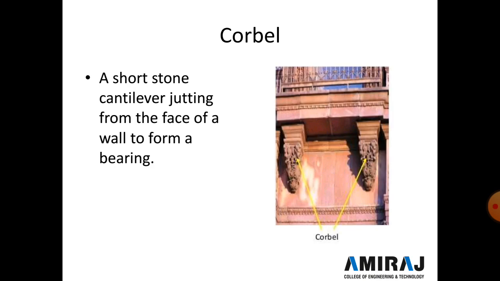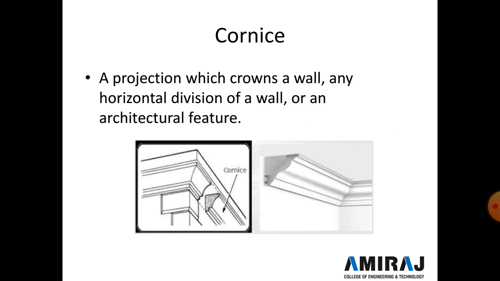Now next is corbel. Corbel is a short stone cantilever projecting from the face of the wall to form a bearing. Corbels are generally seen in a temple, where they support the cantilever area.